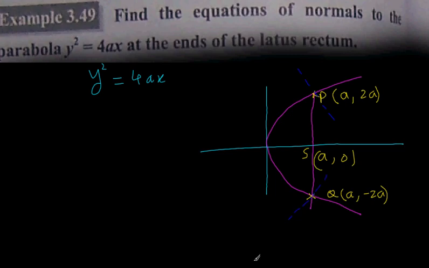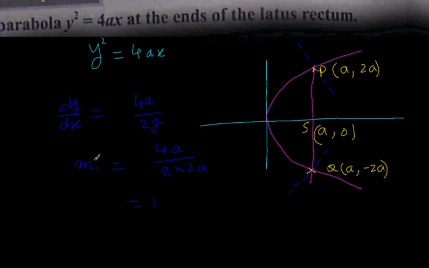So for the normal, simply differentiate. dy by dx is 4a divided by 2y. Then dy by dx, that is m1 at (a, 2a), would be 4a divided by 2 into 2a, which is 1. So m1 is 1.